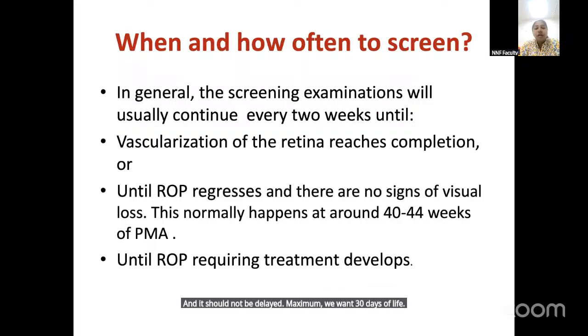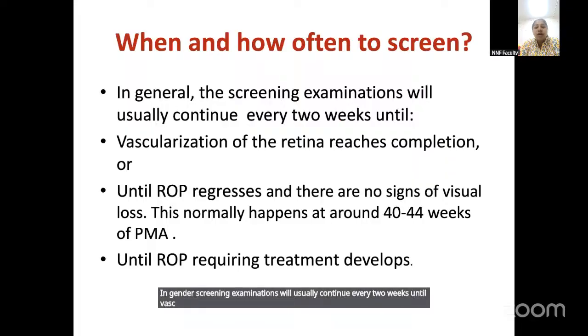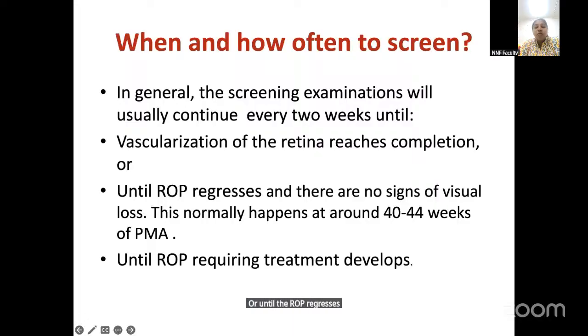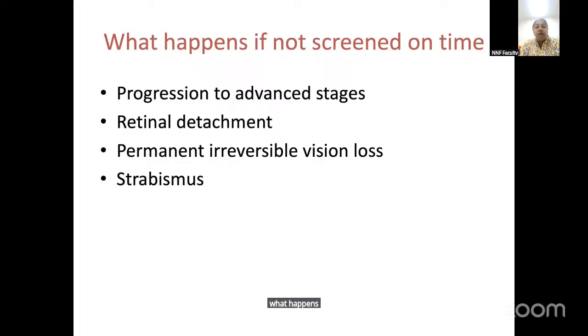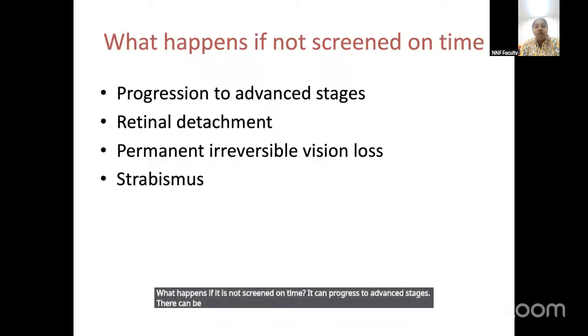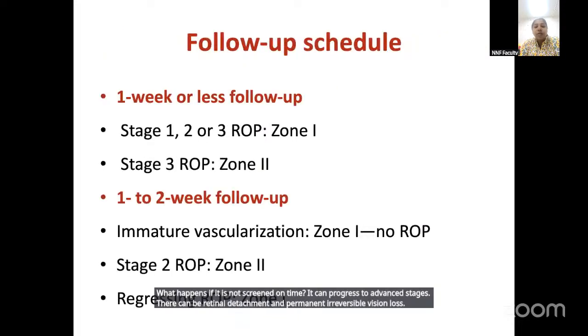In general, the screening examinations will usually continue every 2 weeks until vascularization of the retina reaches completion or until the ROP regresses and there are no signs of visual loss. It normally happens around 40 to 44 weeks, until ROP requiring treatment develops. And this can be subjective as per the findings during the screenings. What happens if it is not screened on time? It can progress to advanced stages. There can be retinal detachment and permanent irreversible vision loss or strabismus.